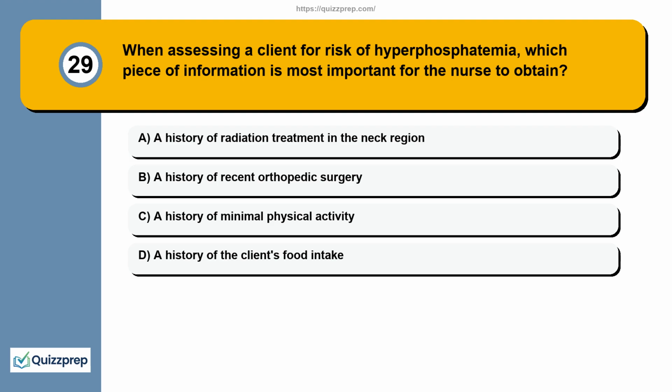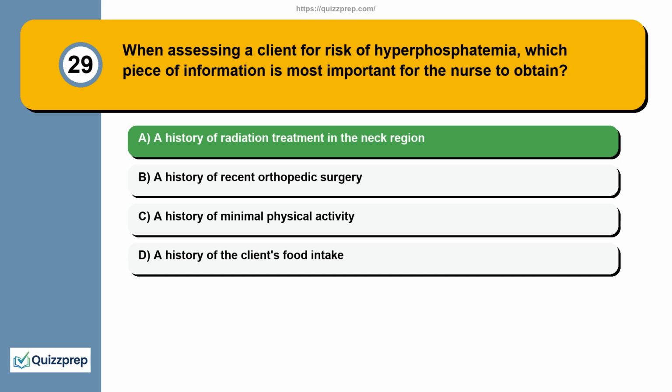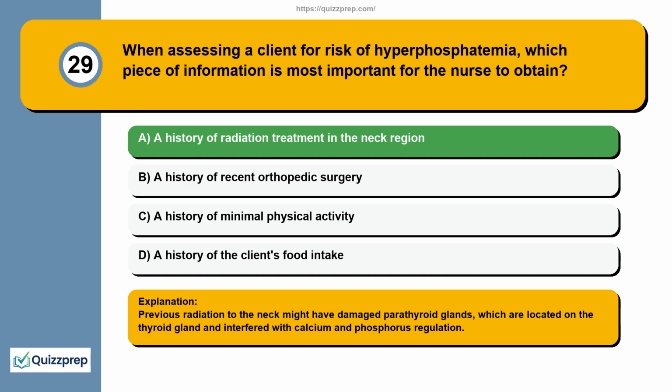Question 29. When assessing a client for risk of hyperphosphatemia, which piece of information is most important for the nurse to obtain? A history of radiation treatment in the neck region, a history of recent orthopedic surgery, a history of minimal physical activity, a history of the client's food intake. Previous radiation to the neck might have damaged parathyroid glands, which are located on the thyroid gland, and interfered with calcium and phosphorus regulation.